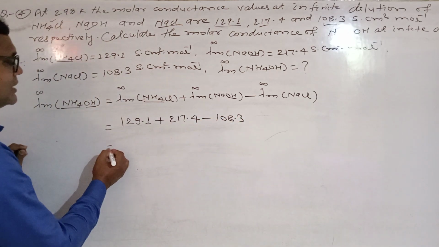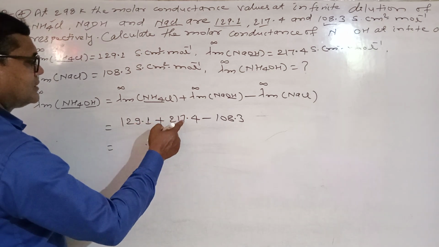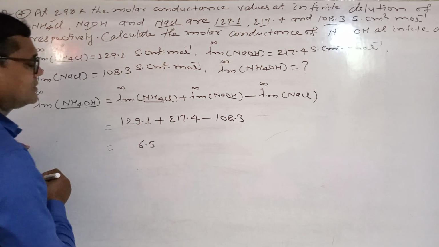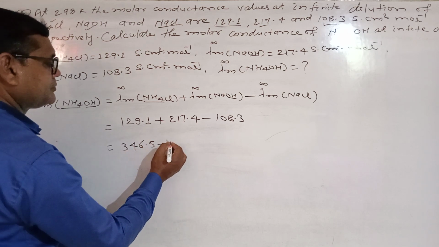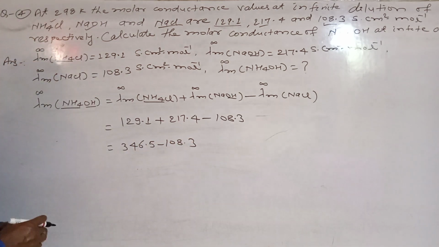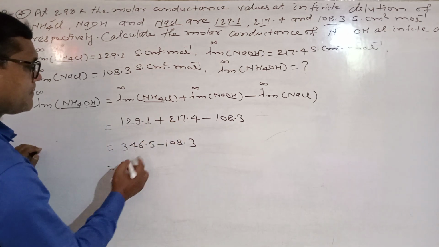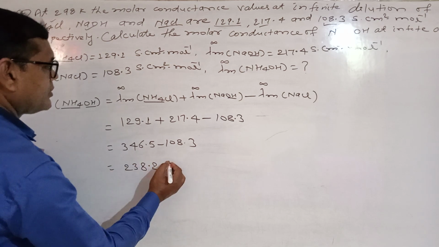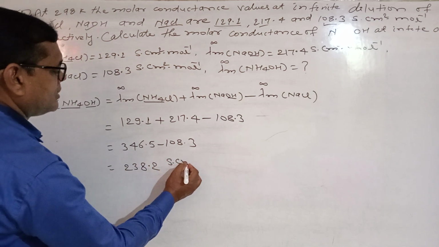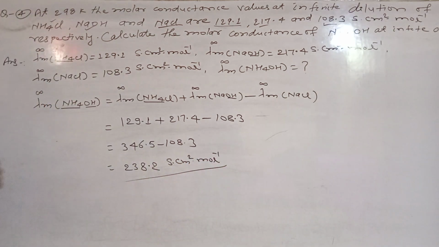Now add the values: 4 and 1 we get 5, 7 and 9 and 7 we get 16, 2 and 3 and 4. The unit will be Siemens cm square mole inverse. This is the answer.